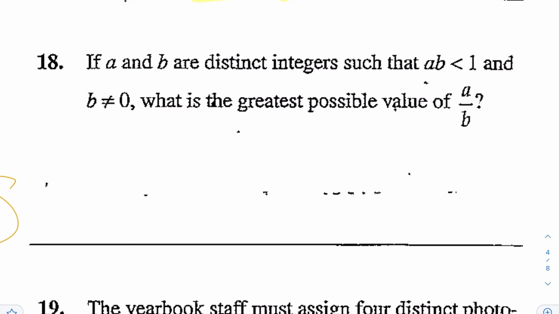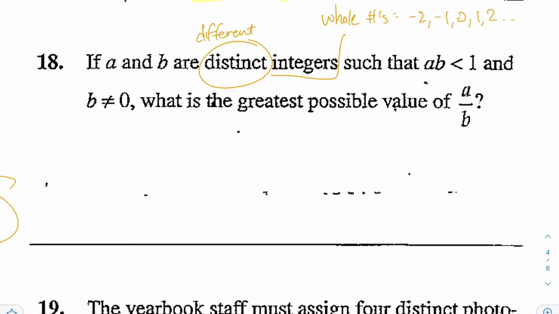All right, next for number 18. If a and b are distinct integers such that a times b is less than 1 and b is not equal to 0, what's the greatest possible value of a divided by b? Right, so here they're integers, which means they're whole numbers. So like -2, -1, 0, 1, 2, etc. And they're distinct, which means they have to be different.